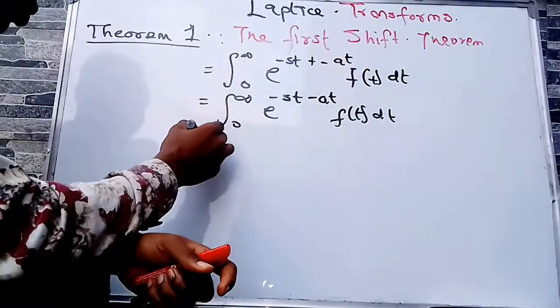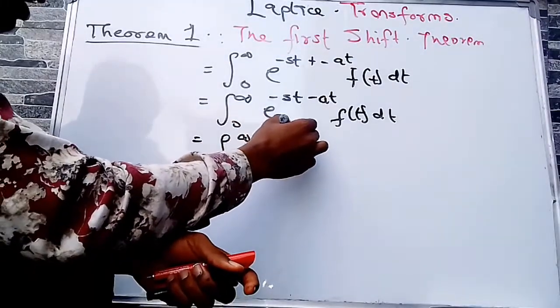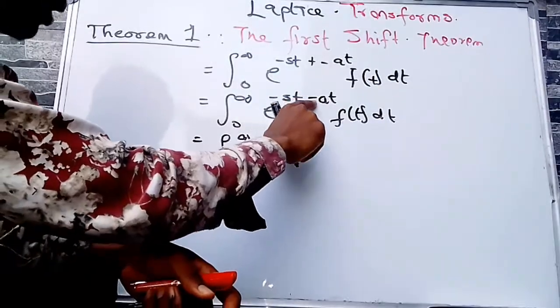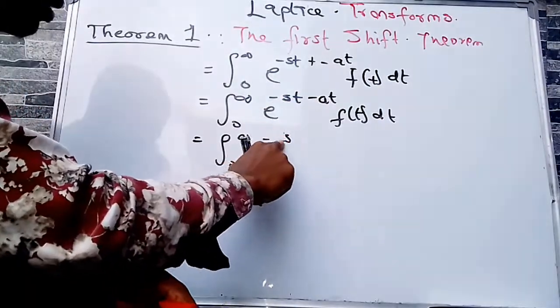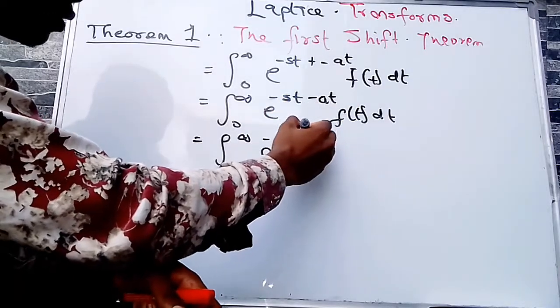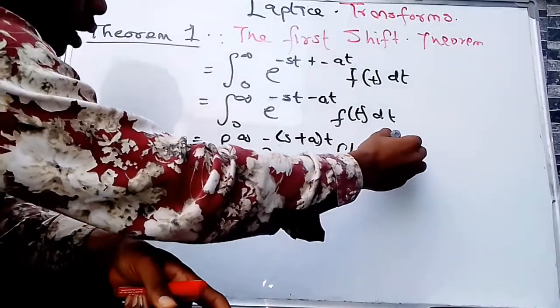Factoring out the minus sign, we have the integral from 0 to infinity of e to the minus s. Now if I factor out the minus sign, I also factor out t, because t is here and t is here also, and the minus stays a minus. So we have a bracket of s, factoring out t also. Eventually this gives me s plus a, times t, f of t dt.